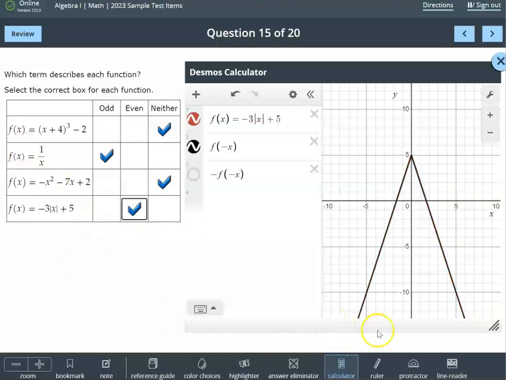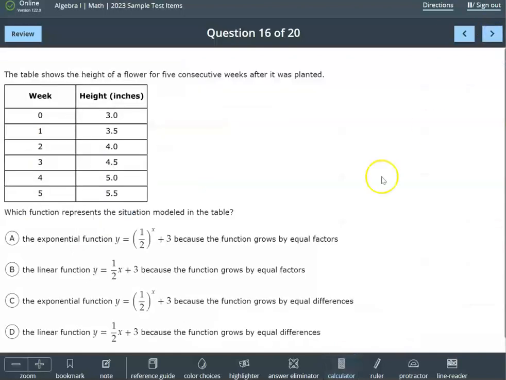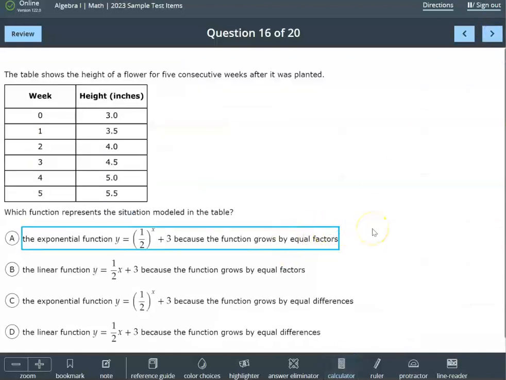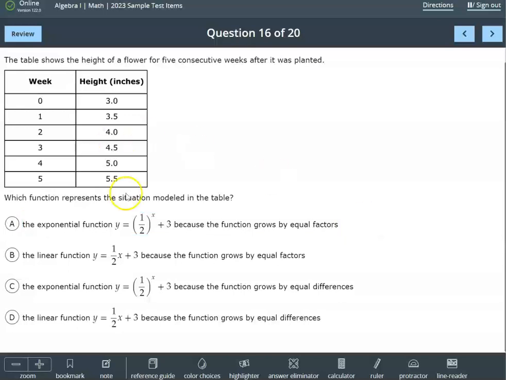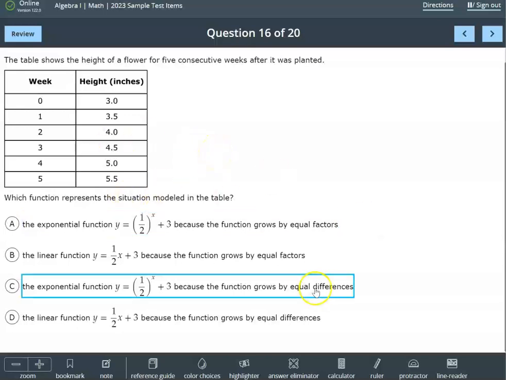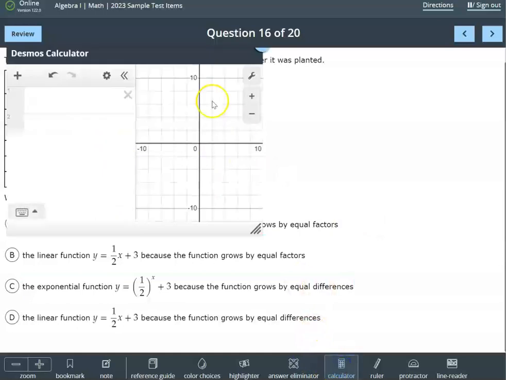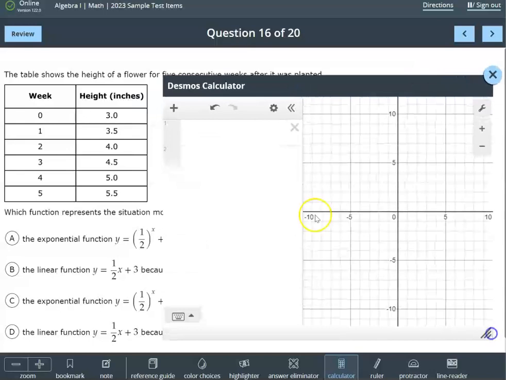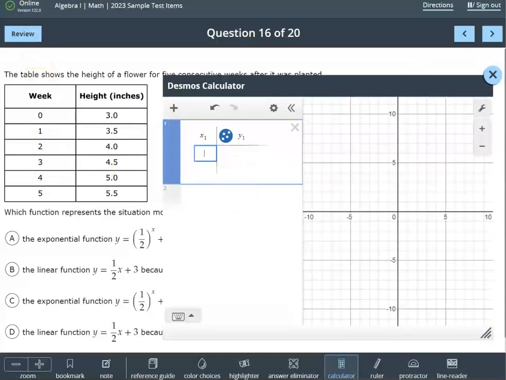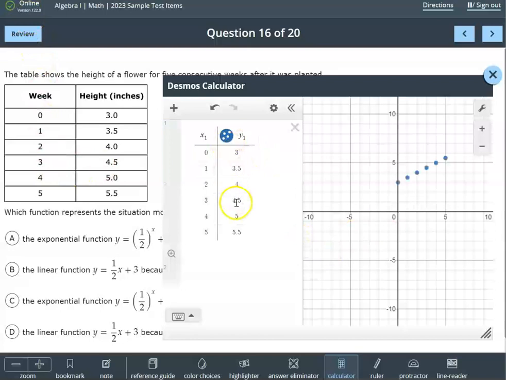Let's go to item 15. The table shows the height of a flower after it was planted, and we're to determine which function represents this growth. So we're going to use our calculator, click the button, move it to the right, and resize it. Now I'm going to add a table, and I'm going to basically recreate the table that you see here. Okay, I have created the table, and you see the data in the graph.